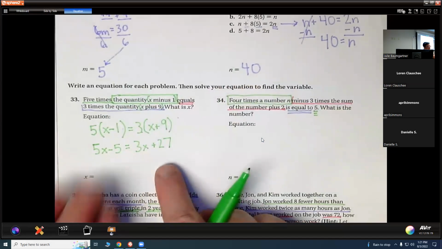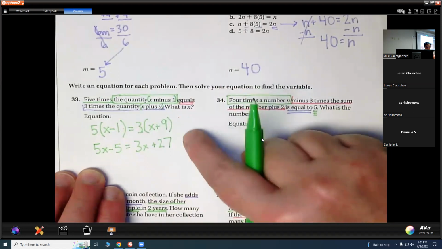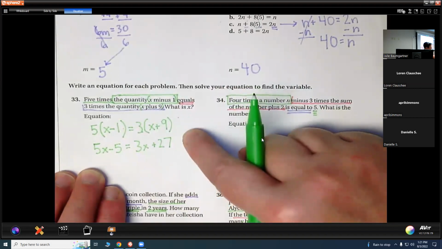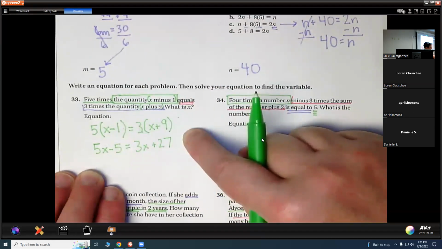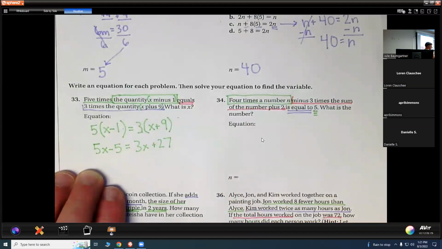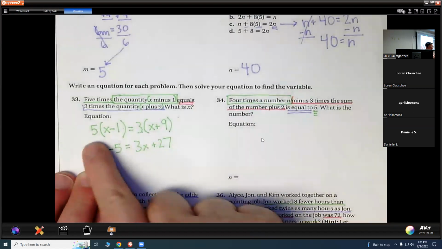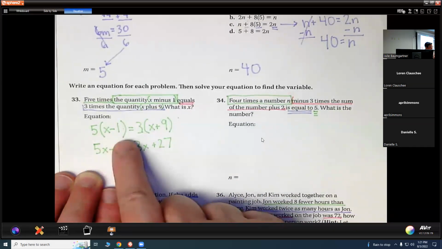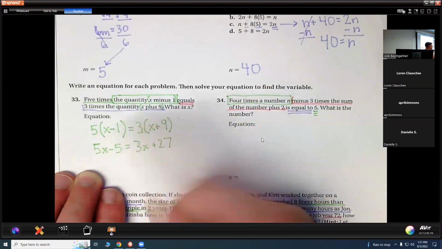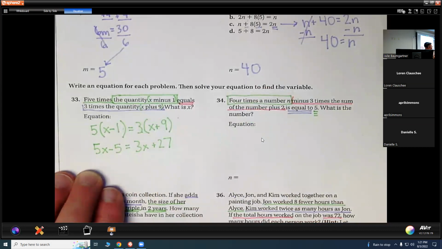Does everyone feel good about how I went from here to here? Yes, no, maybe so? Because all I'm doing is multiplying my 5 by everything inside the parentheses. And once I do that, it makes the parentheses go away, which is a lot easier to work with, okay?